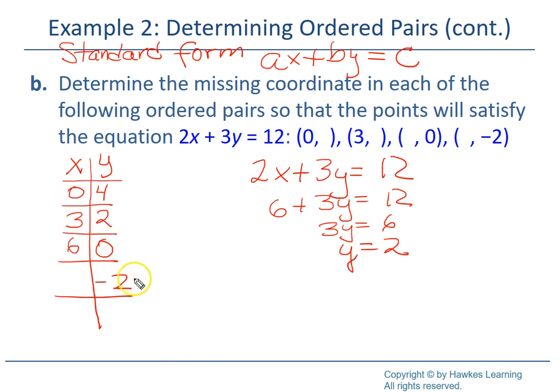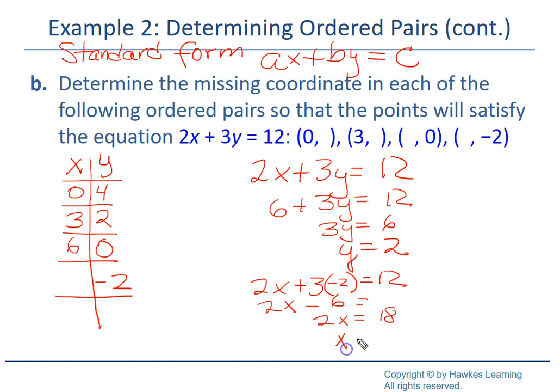And then for this one, we have 2x plus 3 times, this is a negative 2 for our y here, equals 12. So this is going to be a negative 6. 2x equals a negative 6. So we're going to add 6 to both sides. So this becomes 2x equals 18. X equals 9. So we have a 9 here.